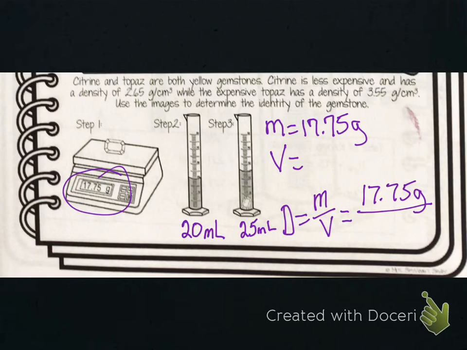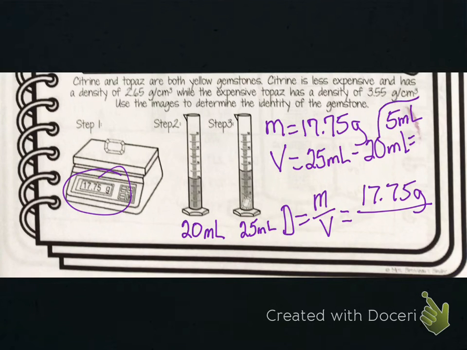So this graduated cylinder has 20 milliliters of water. Then when we add this gemstone, it raised to 25 milliliters of water. So we take the final volume and we subtract the initial volume. So that's easy enough, it's 5 milliliters.